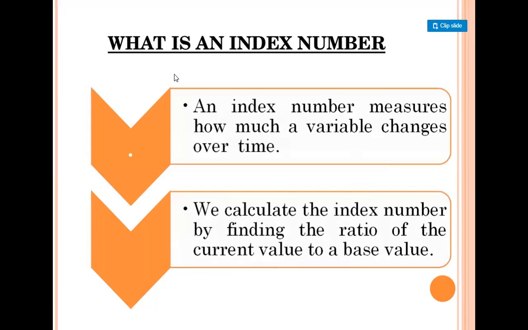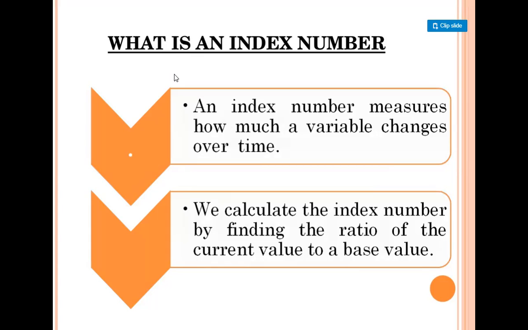An index number measures how much a variable changes over time. Okay, so a variable changes over time. Suppose we have to observe prices increasing within weeks or within months or within years. Similarly, output, the production, may also be increasing or decreasing within weeks, months, or years. That is called the changes over time.